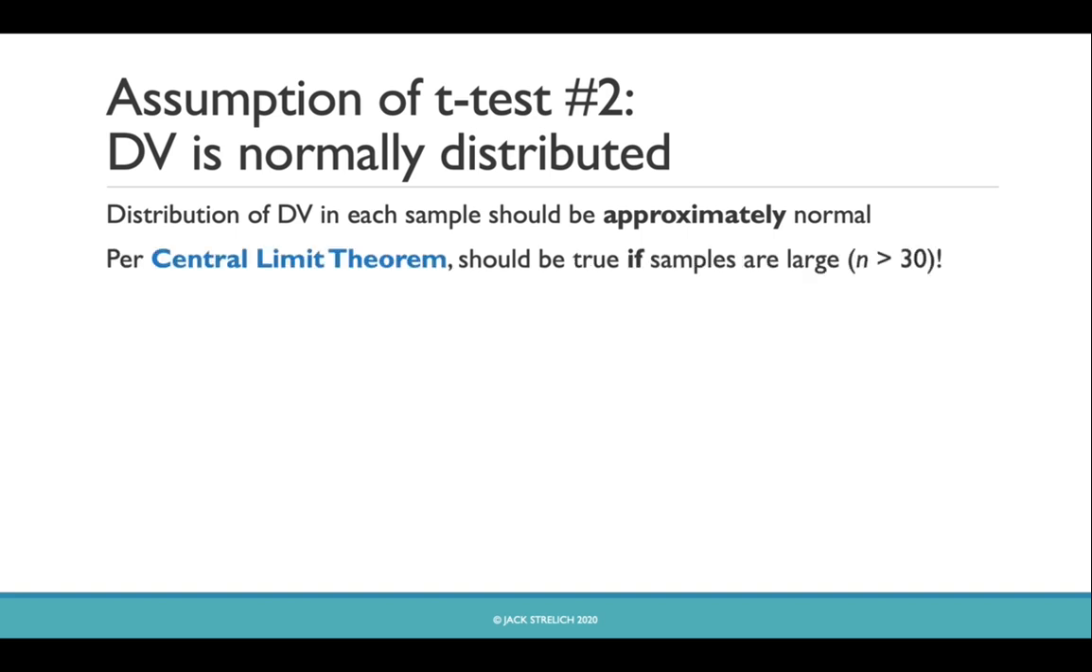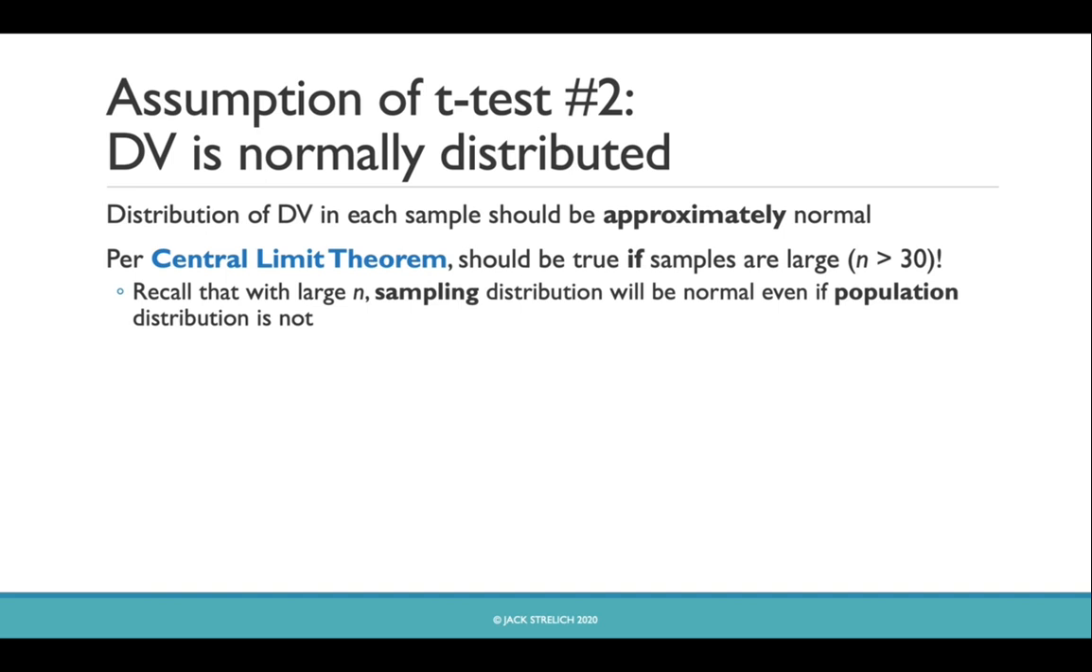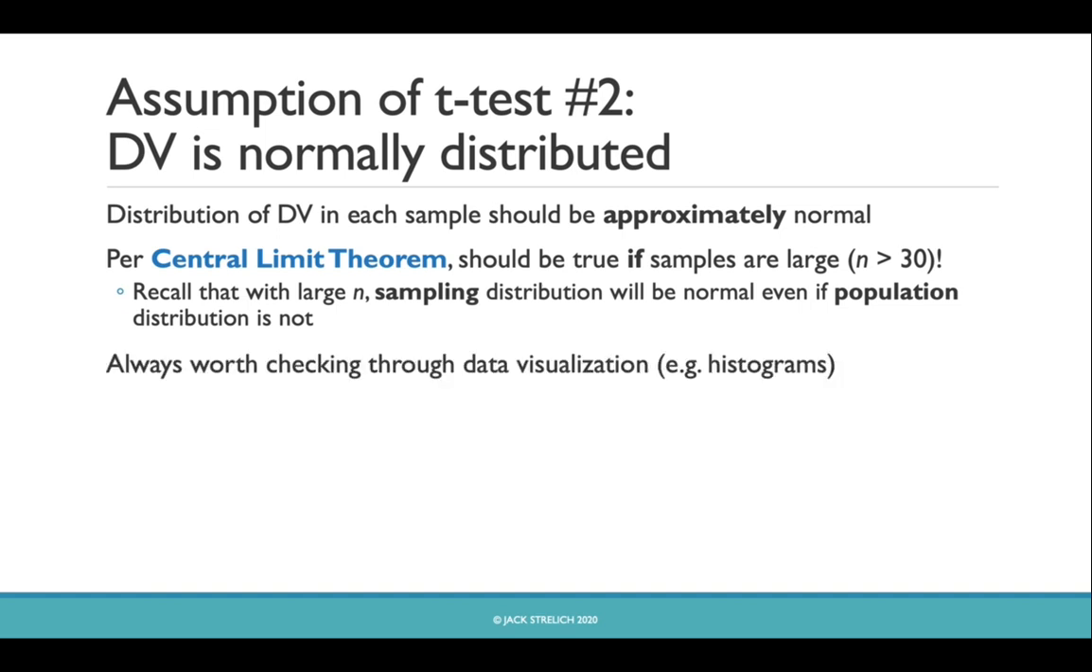Now, fortunately, because of the central limit theorem, this should be true by definition if our samples are sufficiently large, specifically if each sample size is greater than 30. Remember that with a large sample size, the sampling distribution will be normal, even if the population distribution is not. That being said, it's always worth checking through data visualization, in other words, histograms, how normally distributed your data actually is. If the dependent variable is severely non-normal, you may need to use another approach.